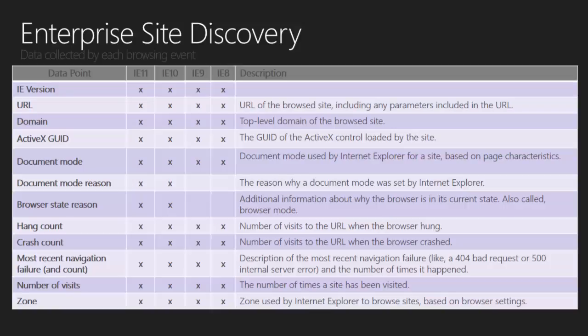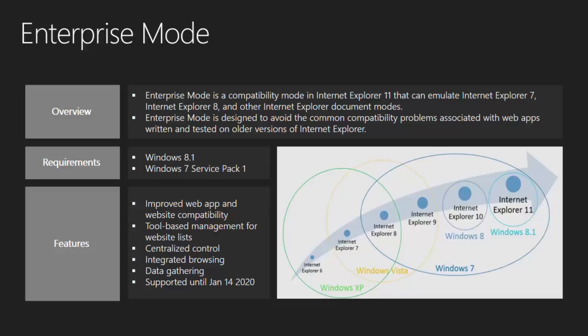Now, moving on to enterprise mode, we've got the ability to emulate Internet Explorer 7, Internet Explorer 8, and, as I've mentioned earlier, multiple Internet Explorer document modes. But it's really designed to avoid the most common compatibility problems. So what are the things that tend to catch the browser up most often? They're the things that it knows how to deal with very, very easily. So as I mentioned earlier, IE 11 is supported until January 14, 2020.